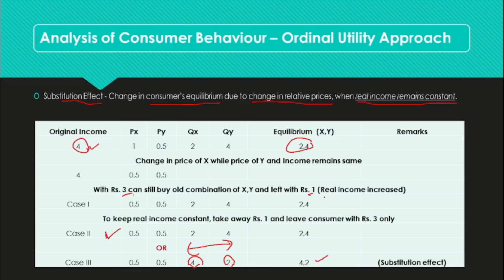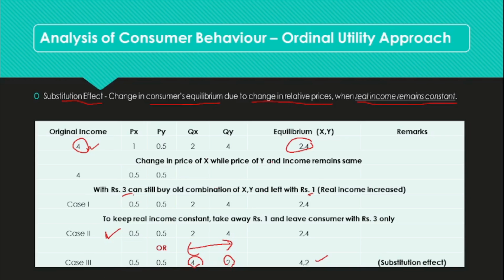And this is what is called the substitution effect. It means because of the changes in the relative prices, there is a change in the equilibrium, and this effect is the substitution effect when the real income remains constant. What is happening here? Simply, the consumer is purchasing more of the product whose price has been lowered and less of the product whose price has comparatively become equal, or you can say expensive. So basically this is what the substitution effect is all about.